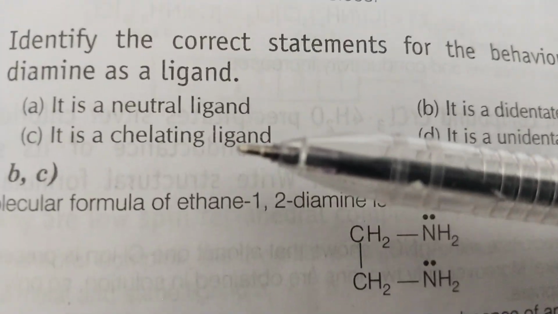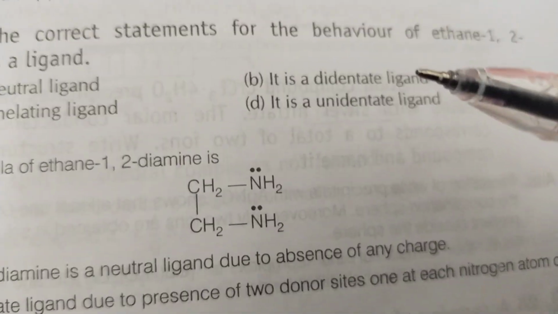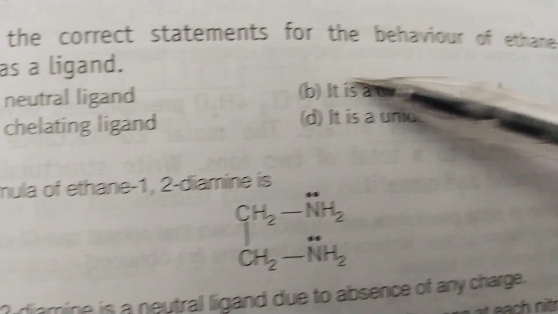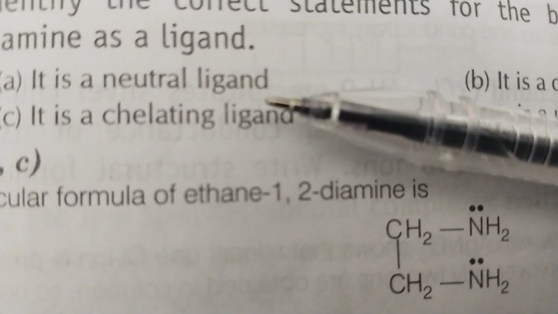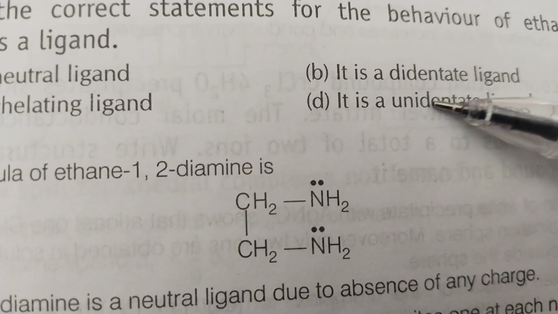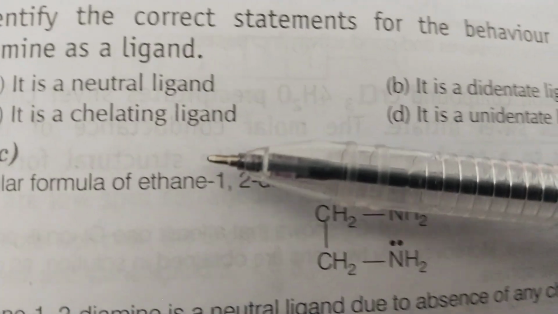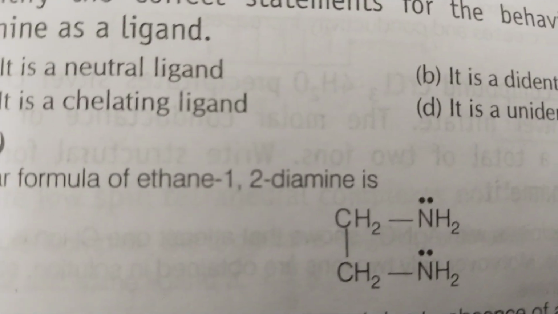Identify the correct statement for the behavior of ethane 1,2-diamine as a ligand. Options: it is a neutral ligand, it is a didentate ligand, it is a chelate ligand, it is a unidentate ligand. Four options were given.